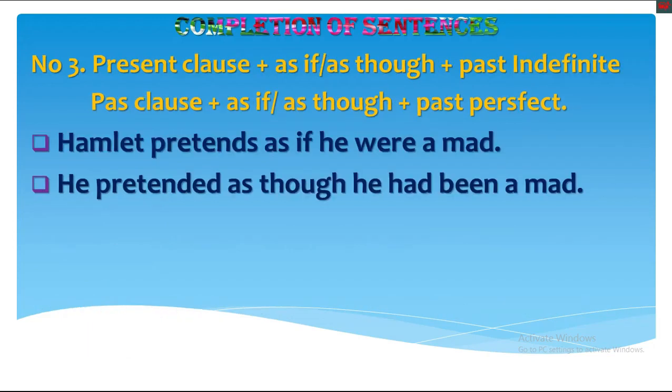Now look at the rule number 3. Present clause plus as if or as though plus past indefinite. Second one, past clause plus as if or as though plus past perfect. Examples, Hamlet pretends as if he were mad. Second one, he pretended as though he had been mad. You can see the use of sequence of tense in the two examples.